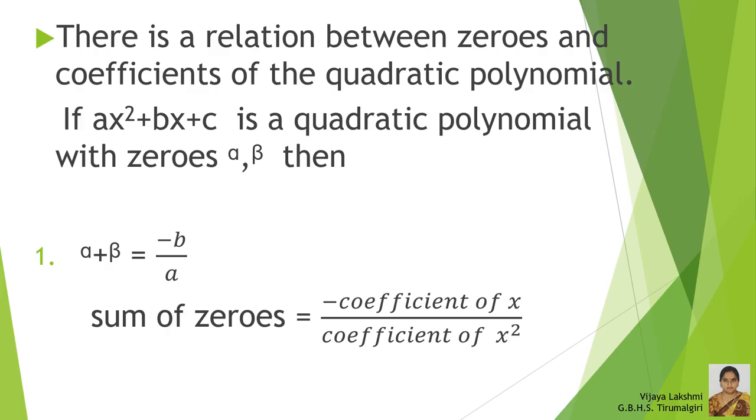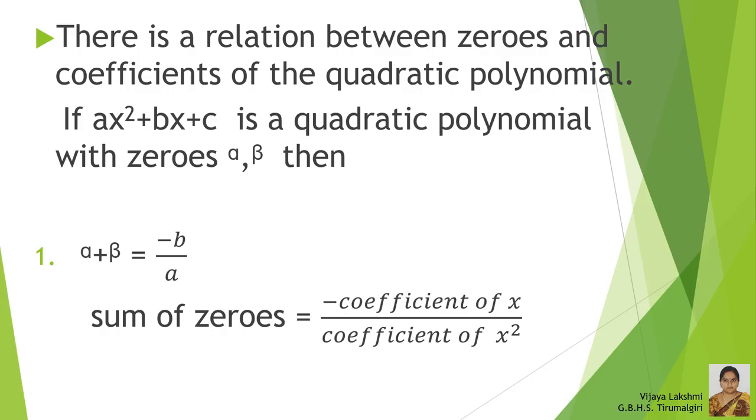So there is a relation between zeros and coefficients of a quadratic polynomial. If ax square plus bx plus c is a quadratic polynomial having zeros alpha and beta, then we have two relations. The relation 1 is alpha plus beta is equal to minus b by a.